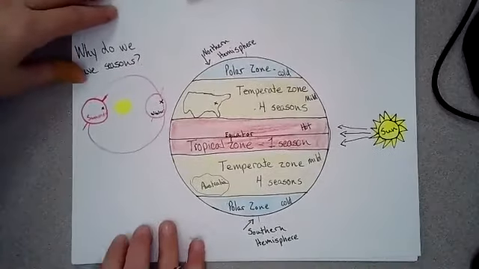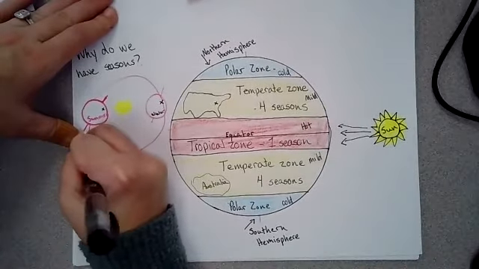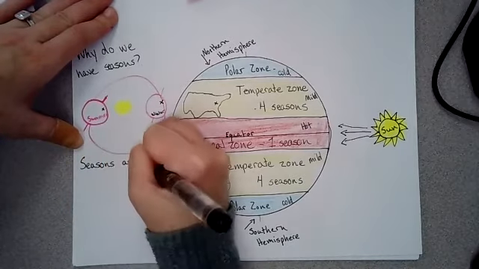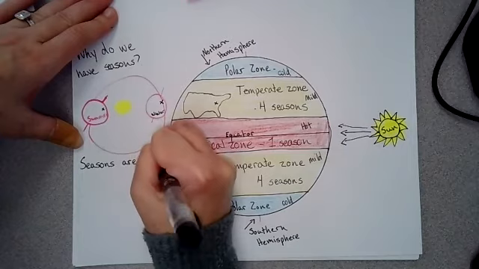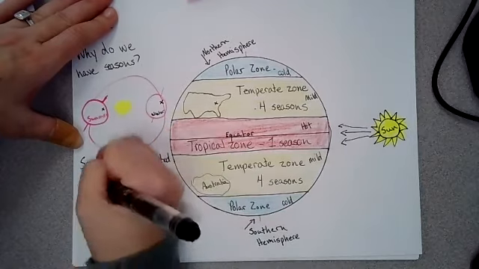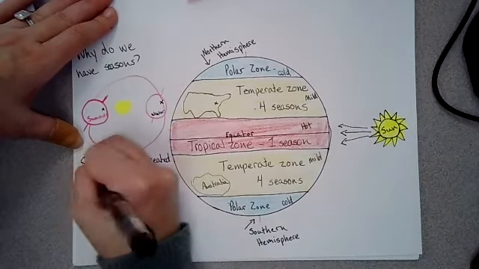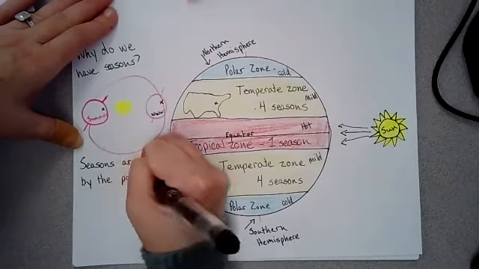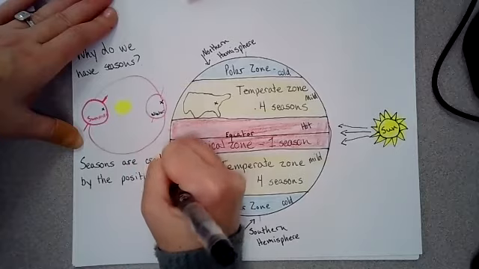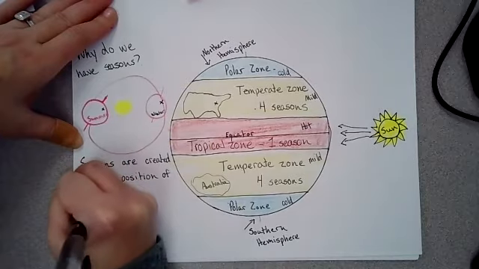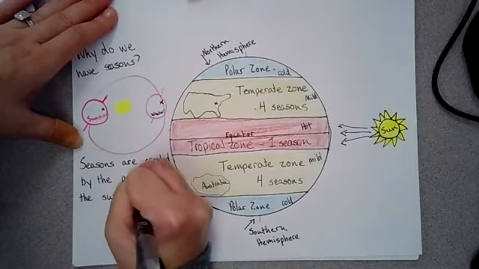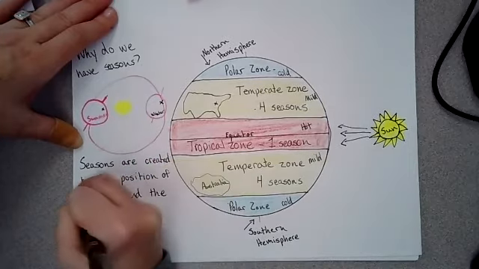Write this down. You're going to say seasons are created by the position of the sun and the tilt of the earth.